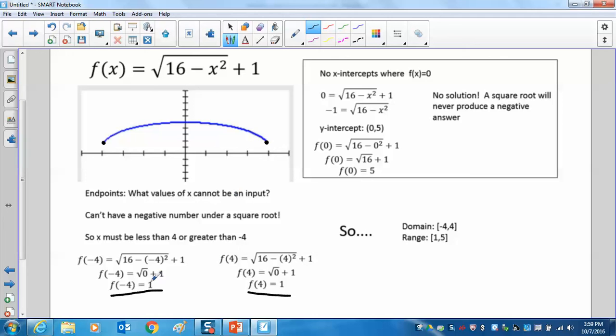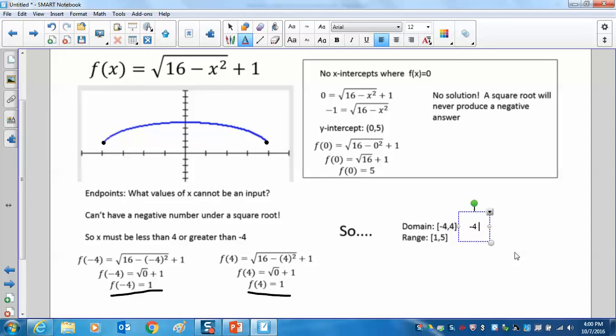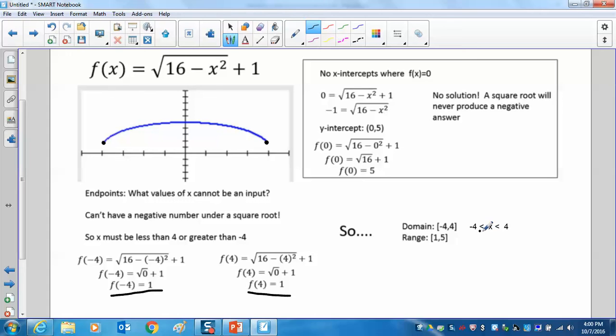So if we figured out our endpoints, we would say that our domain runs from negative 4 to 4, and our range runs from 1 to 5. This is in interval notation. I also want us to be able to see it written as an inequality. So we could say for our domain that negative 4 is less than or equal to x, which is less than or equal to positive 4. Put the equal to signs underneath. That's our way of writing our domain with an inequality.